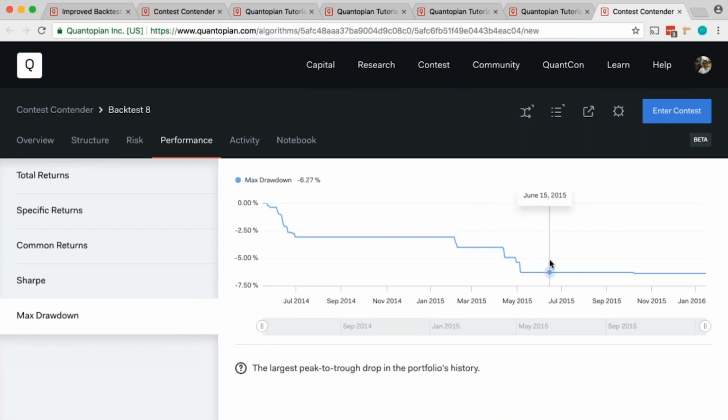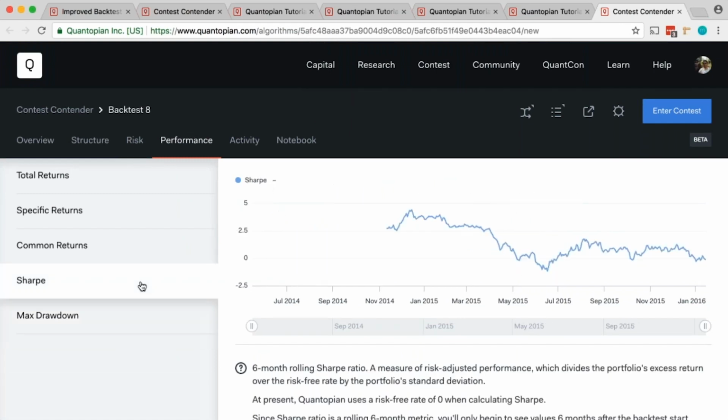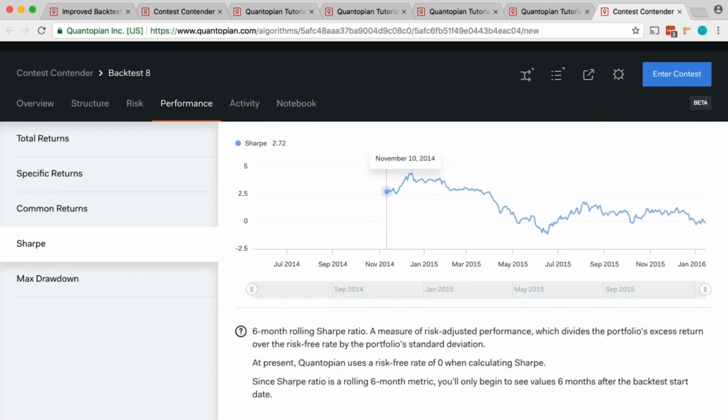You can also take a look at my performance. The max drawdown has definitely reduced. There is still some fluctuation in the Sharpe ratio graph, which is something that we could probably look at improving.